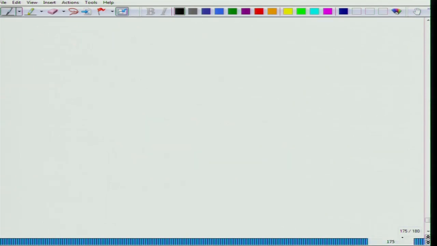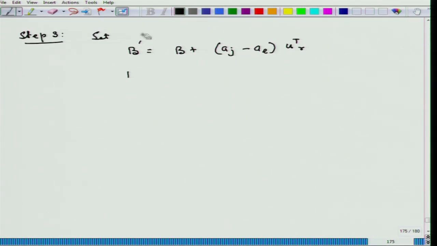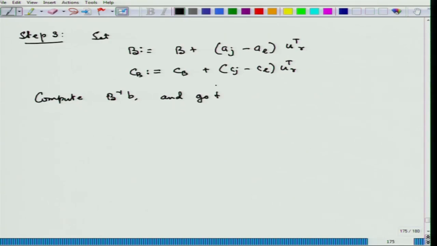So, you could even think of writing a program on this. Now the iterations, the updating, step 3: now set B, I cannot write it in that format, I am writing in a computer programming format, so C_B is assigned to basically. You can also give an arrow like this, it does not matter. Compute B inverse. And so, with the new B, you compute B inverse b and go to step 1 and do the same checking over and over again.